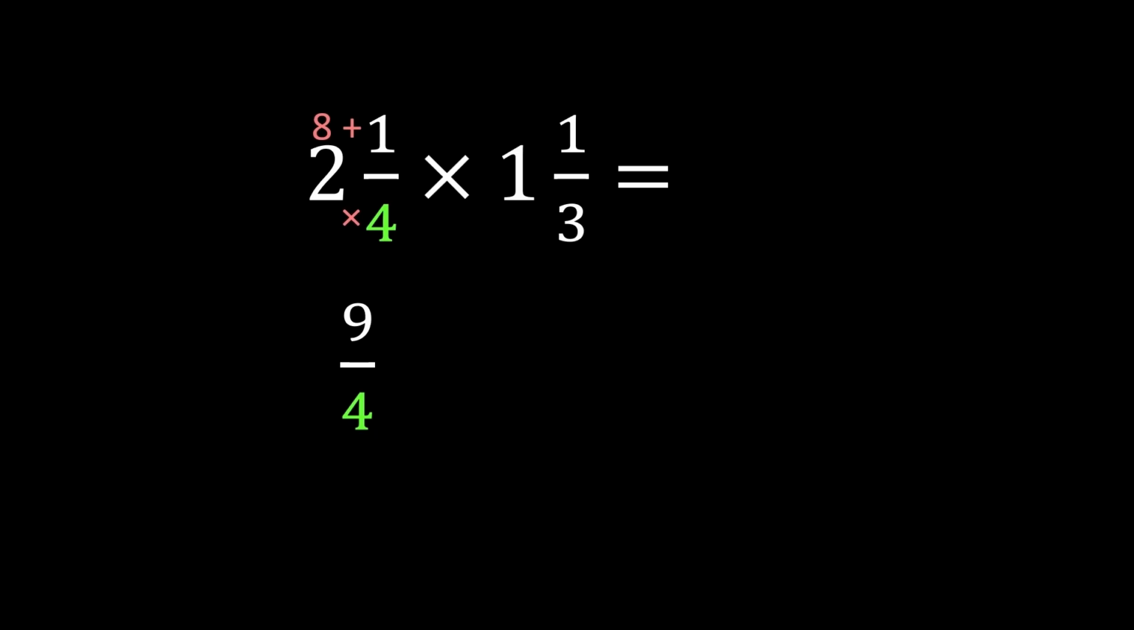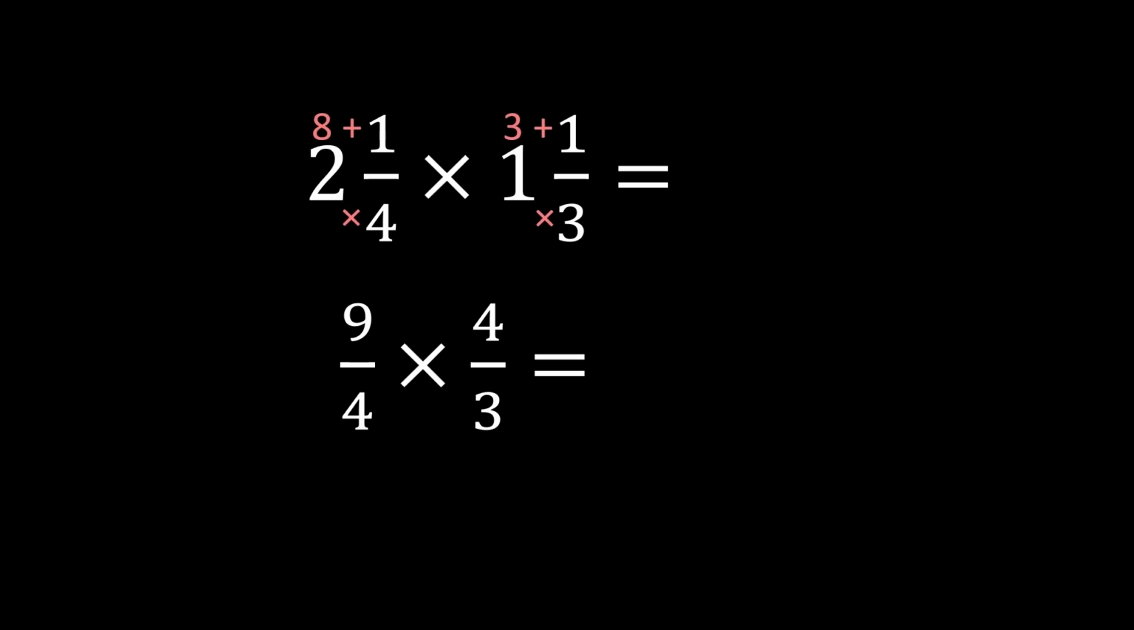Then we need to do the same thing to 1 and 1/3. We're going to turn the mixed number into an improper fraction by multiplying the denominator times the whole number. 3 times 1 is 3, and we take the product and we add it to the numerator. 3 plus 1 is 4, and our denominator of 3 remains the same.